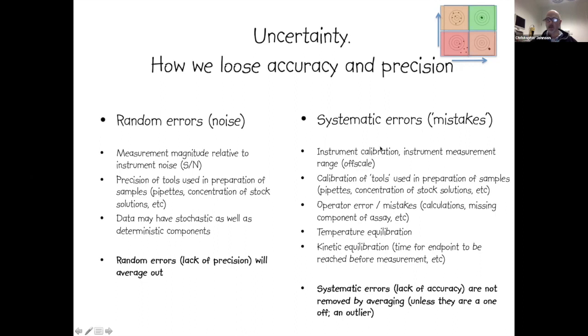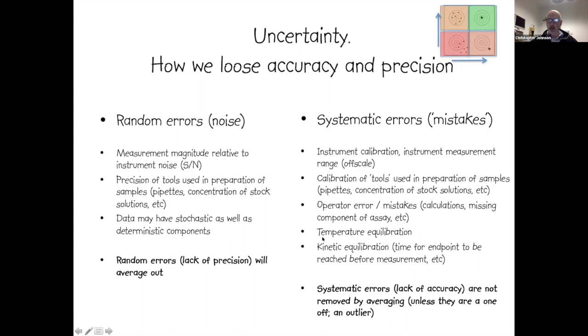So for systematic errors, we might consider the instrument we're using isn't properly calibrated, or we go off scale when we're trying to measure, so our signal is too large for the instrument to measure. Our pipettes may not be properly calibrated, similarly with pH meters, etc. Or the operator themselves may make a mistake. They may make an error in a calculation, preparing a solution. They may forget to put something in an assay, etc. This is not uncommon, and obviously this leads to a large systematic error.